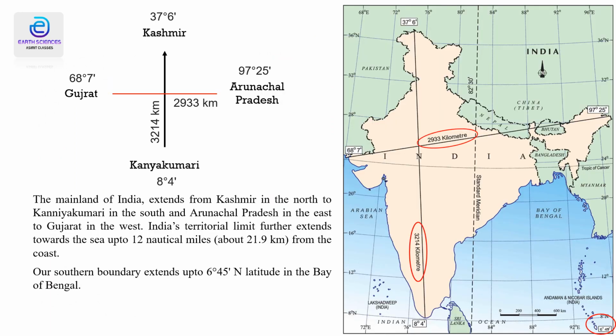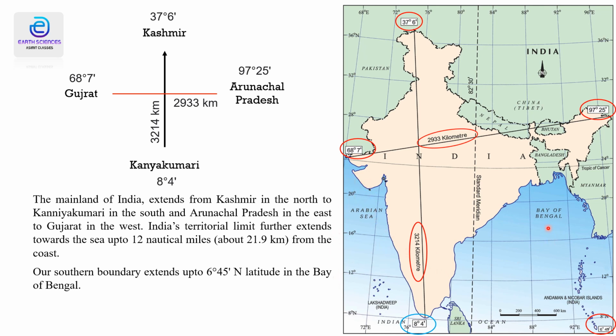The mainland of India extends from Kashmir in the north to Kanyakumari in the south, and Arunachal Pradesh in the east to Gujarat in the west. India's territorial limit further extends towards the sea up to 12 nautical miles according to international sea law. And our southern boundary extends up to 6° 45 minutes in the south because of the presence of the Andaman and Nicobar group of islands. Towards the east, we have the Bay of Bengal, and towards the west, we have the Arabian Sea.